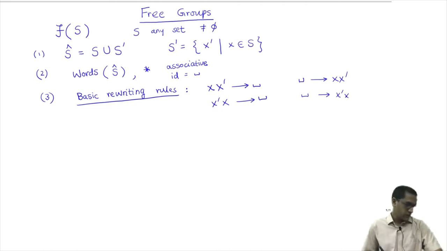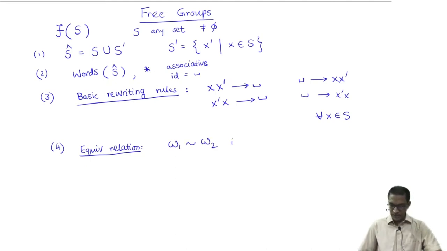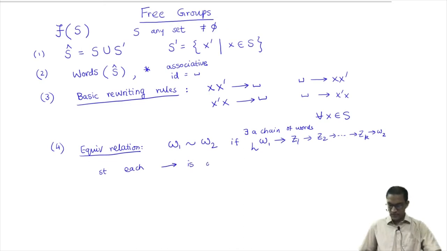Okay, and we define the following thing. For every X in S, we define an equivalence relation on words as follows. Two words W1 and W2 are said to be equivalent, or related to each other, if I can go from W1 to W2. That is, if there exists a chain of words Z1, Z2, up to Zk between W1 and W2 in this way, such that each of these arrows, which connects successive words, is obtained via some basic rewriting rule.